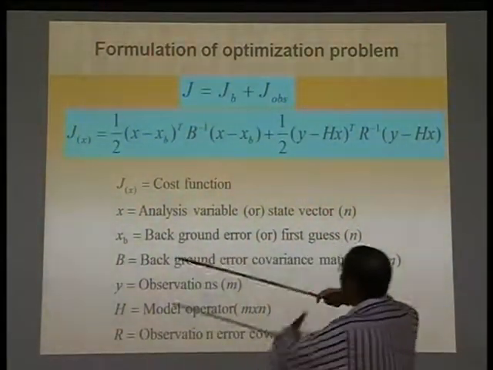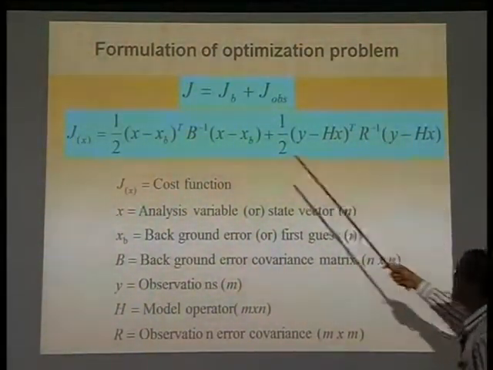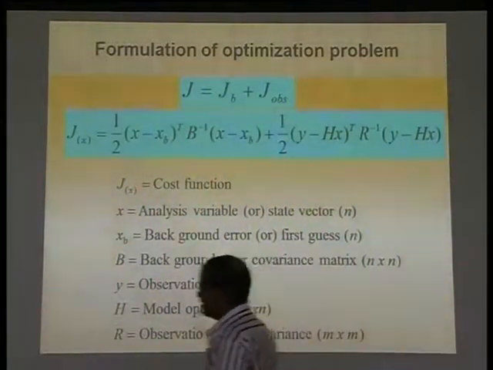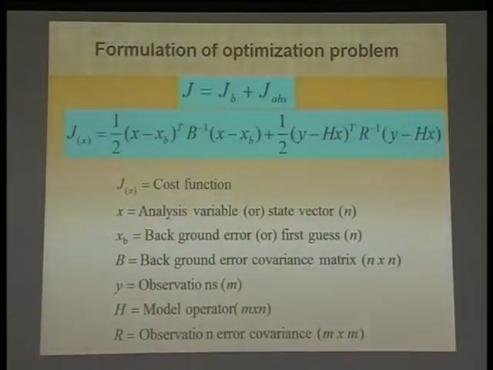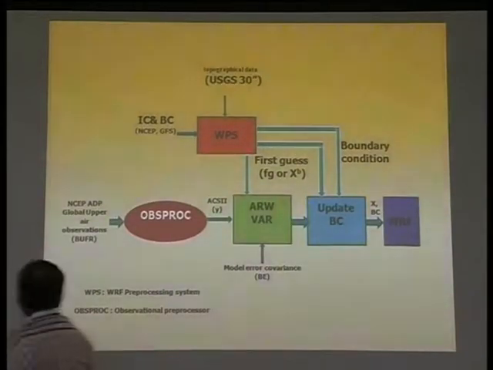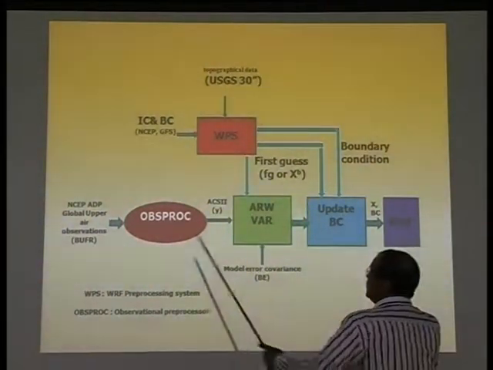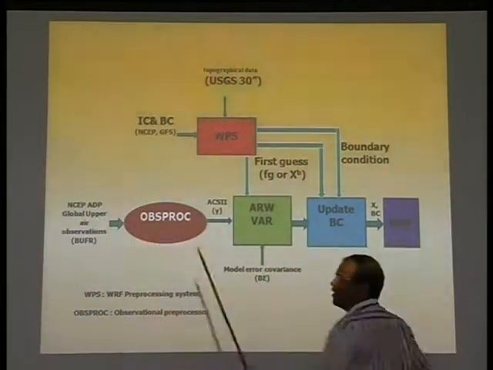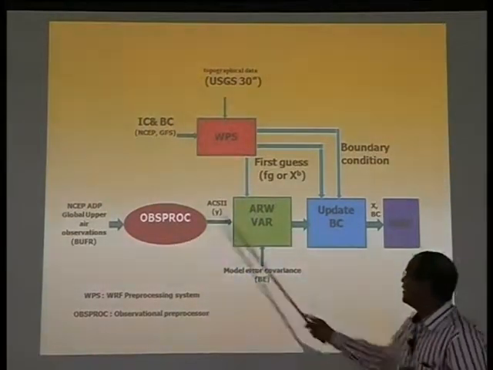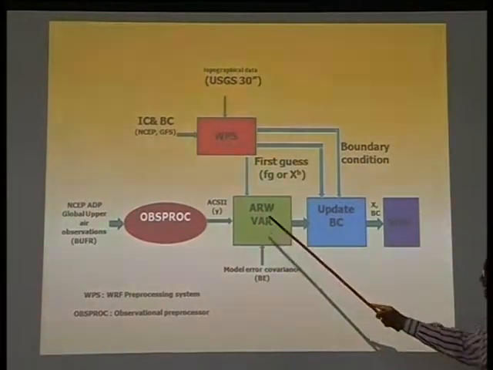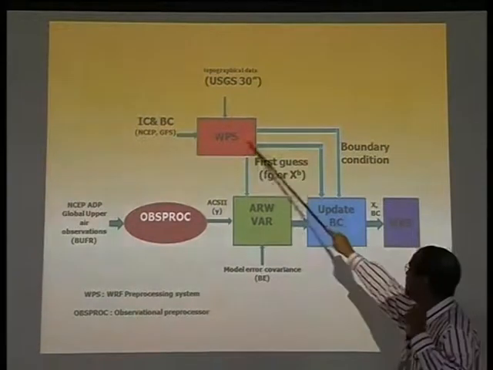Now this is the restatement of the optimization problem. Basically, you are minimizing the cost function. It is the same thing restated in a different language. As far as observations are concerned, we use the NCEP global upper air observations, and these are fed into the ARW VAR, which does the assimilation. The other parts are the same.